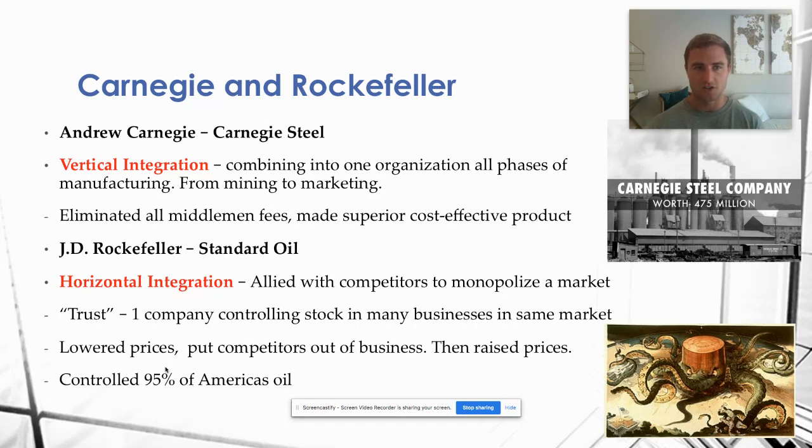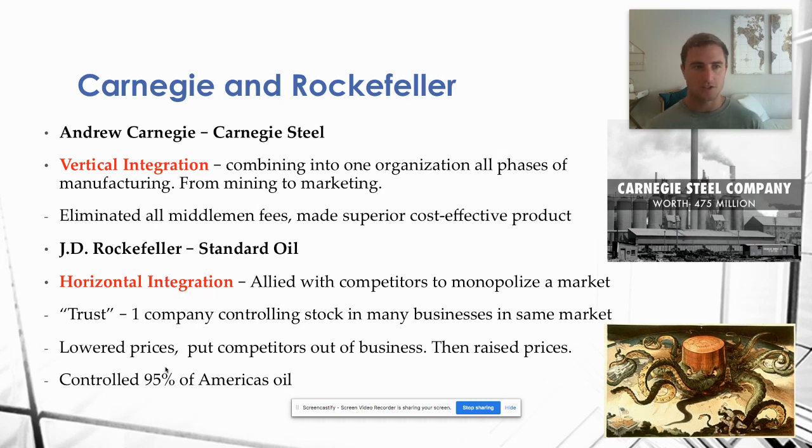These are the two names that come to mind. They're going to make their wages in very, very different ways. Andrew Carnegie, another Scottish immigrant, is going to make his money in the steel industry in Pittsburgh. But what he is going to do so effectively is a process that we call vertical integration. Essentially, vertical integration is combining into one organization all phases of manufacturing.